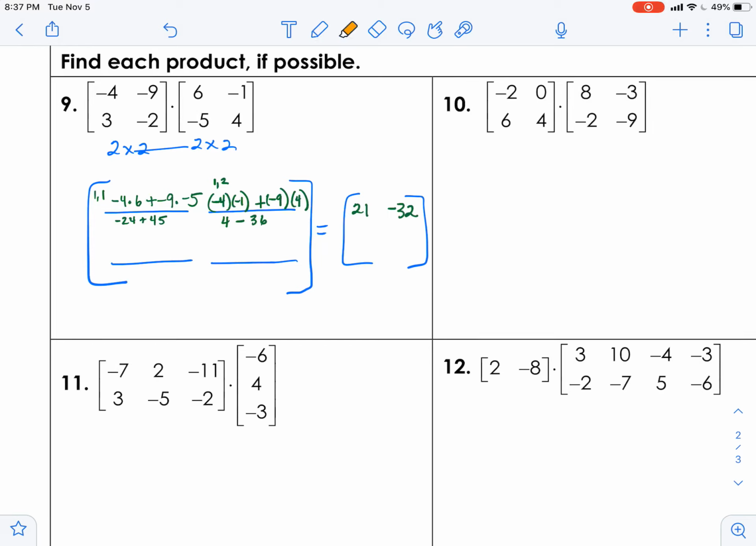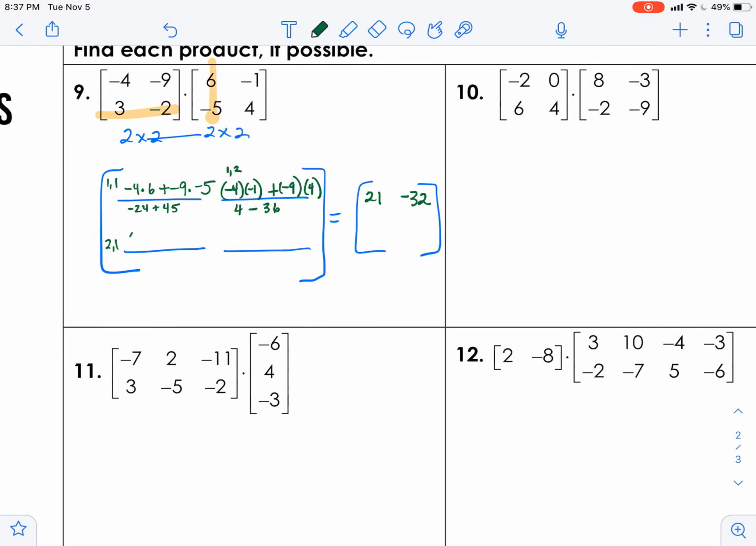Okay, here we go. So we are on row 2, column 1. So I'm going to row 2, column 1. And so I'm going to have 3 times 6 plus -2 times a -5. So that's 18 minus 10, which would be 8. Like I said, double check my math.